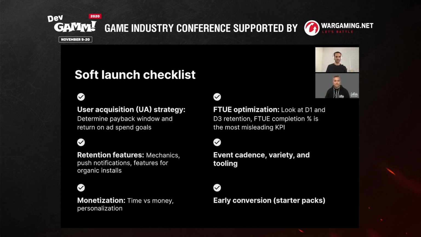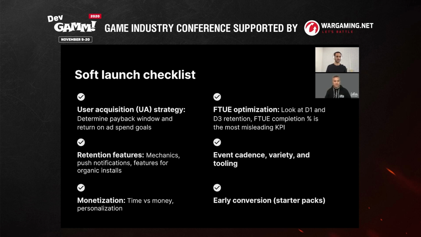So first and foremost is your user acquisition strategy. One of the main goals of the soft launch is to drive users into your game and evaluate how are they progressing through my game? How are they retaining? Are there pain points that I need to fix? And so starting with a strong user acquisition strategy, figuring out the countries that you should be targeting for this soft launch, how much you should be paying per user, the type of ad channels that you should be acquiring these users from, and eventually trying to figure out what is my payback window and what are my return on ad spend goals.